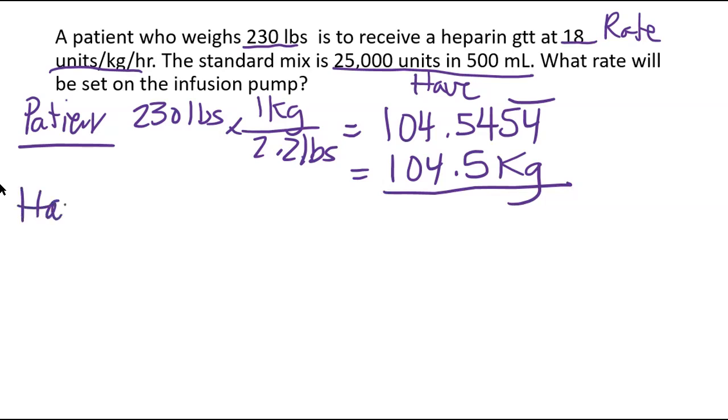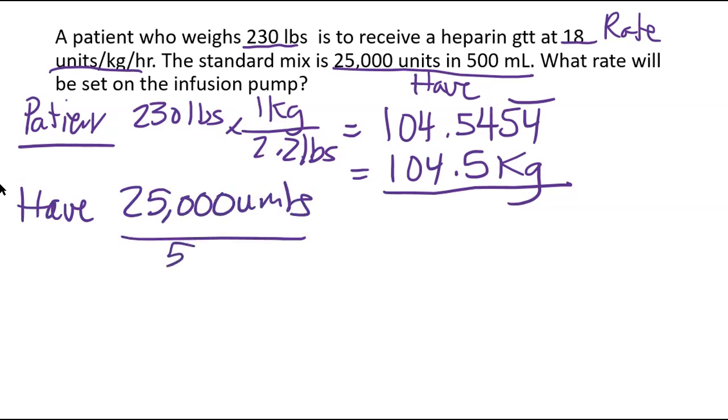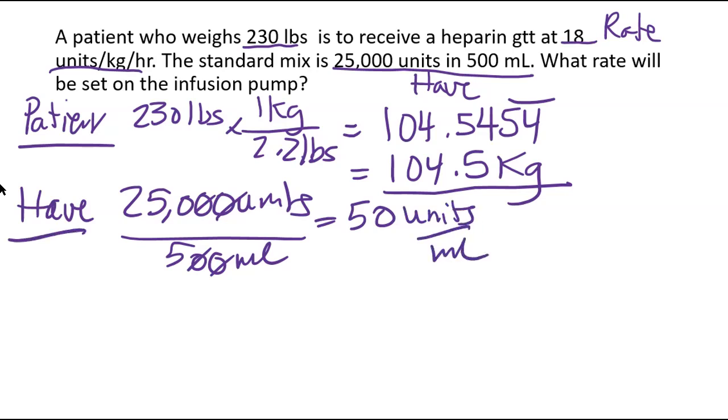So let's do that. We have 25,000 units and 500 mLs. We can cross out 2 of these and 2 of these. We got 250 divided by 5. Okay, 250 divided by 5 is going to be 50. Okay, because 5 times 5 is 25 plus 10 is going to be 50. So we have 50 units per mL. Okay, that's what we have.